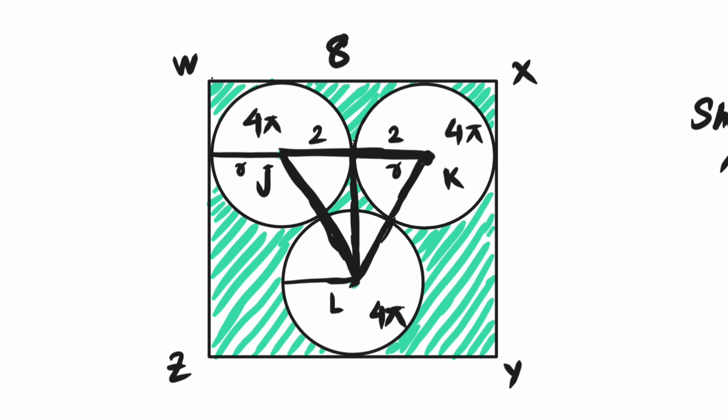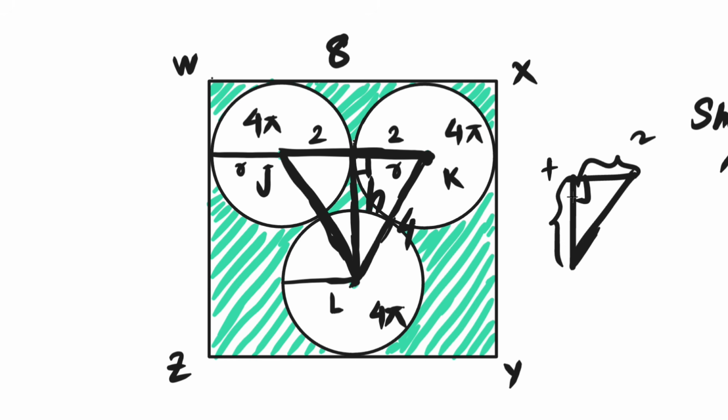Now we have a right triangle. One leg is 2 units, the other leg is the vertical distance that we want, and the hypotenuse is 4 units. Let's call that vertical distance h. We can now use the Pythagorean theorem. Remember, the Pythagorean theorem says that in a right triangle, the square of one leg plus the square of the other leg equals the square of the hypotenuse.